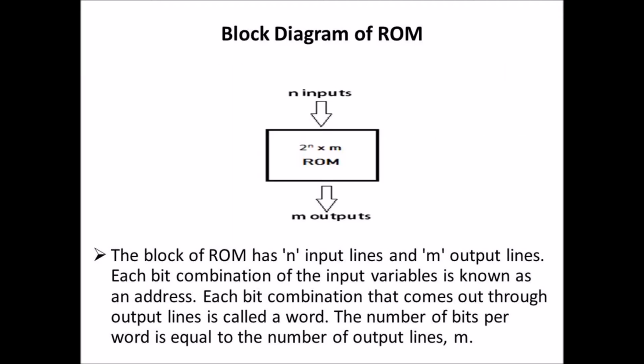The block of ROM has n input lines and m output lines. Each bit combination of the input variables is known as an address. Each bit combination that comes out through output lines is called a word. The number of bits per word is equal to the number of output lines m.